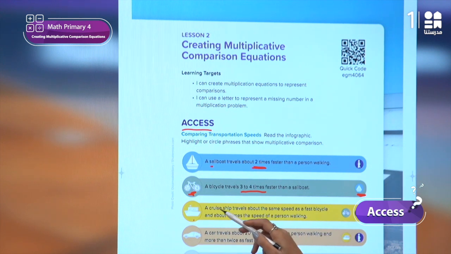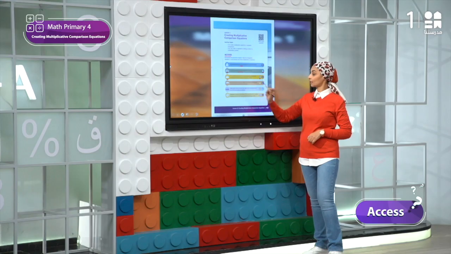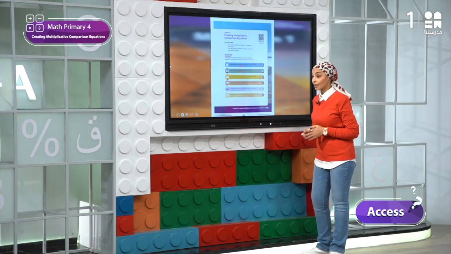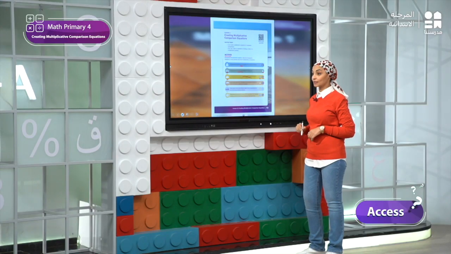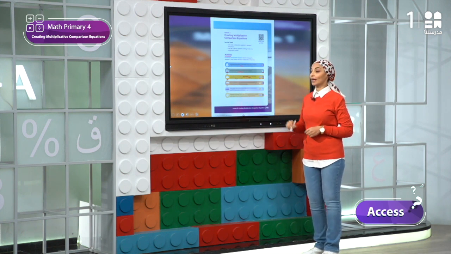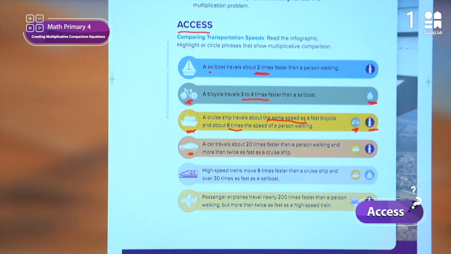Okay, let's move to sentence number 3. Here, he tells me a cruise ship travels about the same speed as a fast bicycle. أنا بقارن دلوقتي ما بين الcruise ship والbicycle. And about 8 times the speed of a person walking. So, the phrase that expresses the comparison here is what? Yes, the same speed as. نفس السرعة بتاعتها. The same speed as. Right? طيب أنا عندي واحدة كمان اللي هي إيه؟ Yes, 8 times. So, circle 8 times.